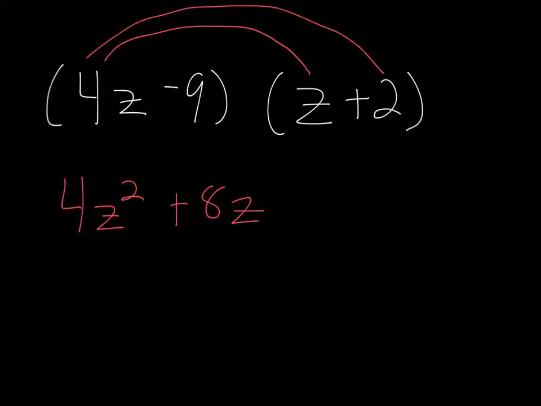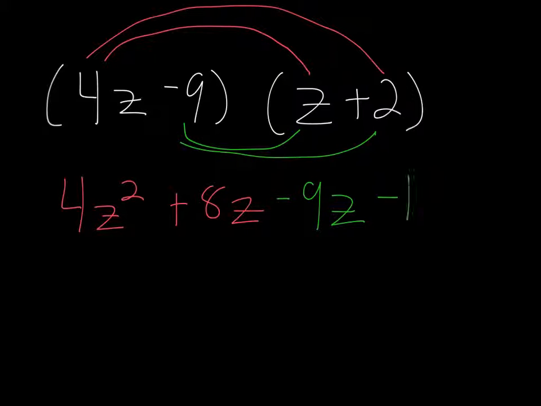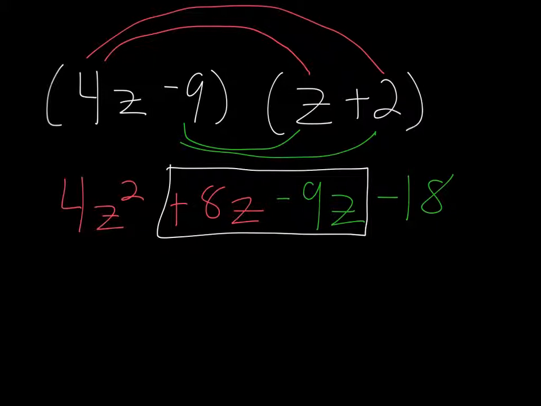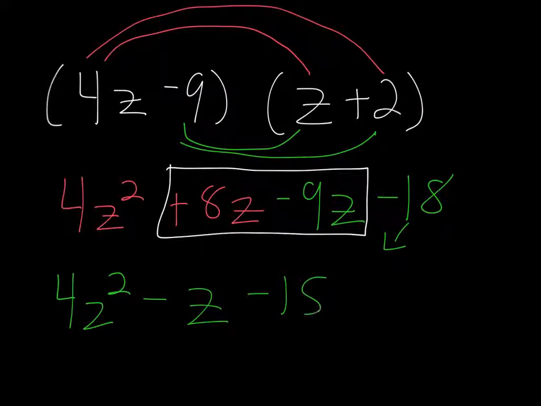Be sure you're distributing negative 9 because that'll change your answer. Negative 9 times z is negative 9z. And then negative 9 times 2 is negative 18. Once again, I've got some like terms to combine here in the middle, as you typically will when you multiply a couple of binomials together. And so when you combine like terms, you just keep your 4z squared. We have a positive 8 and a negative 9, so that's going to give me negative 1z in total, or just negative z, and then just bring down your negative 18.